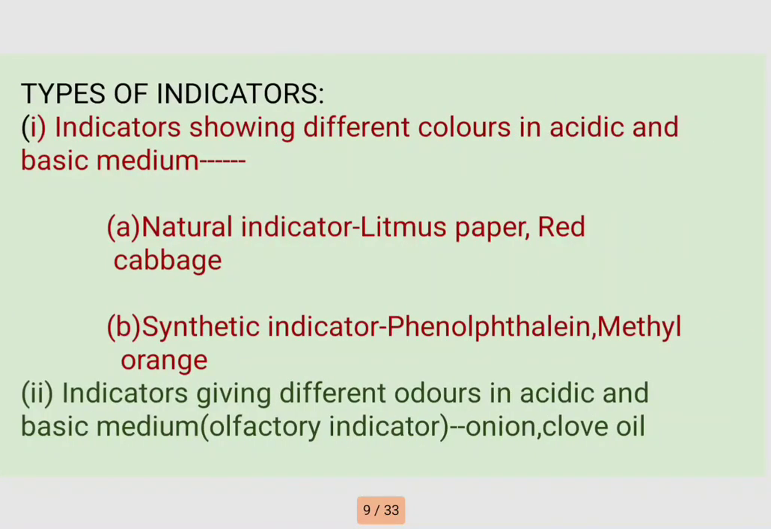Types of indicators: there are two types of indicators, which show different colors in acidic and basic medium. Natural indicators: litmus paper, red cabbage are examples. Synthetic indicators: examples are phenolphthalein, methyl orange, etc. Olfactory indicators give different odors in acidic and basic medium, for example onion and clove oil.